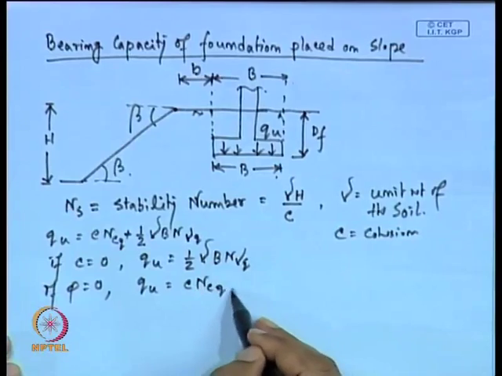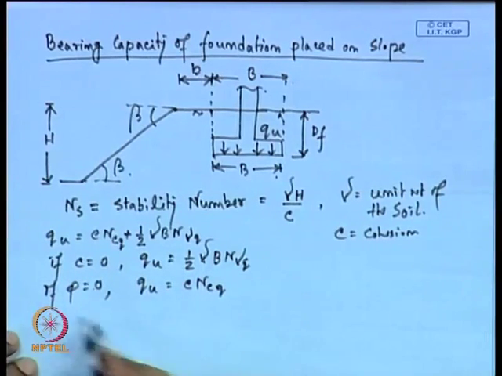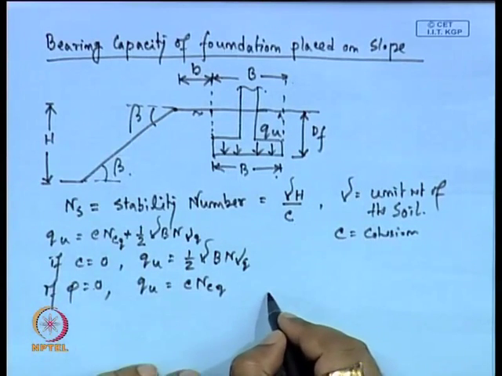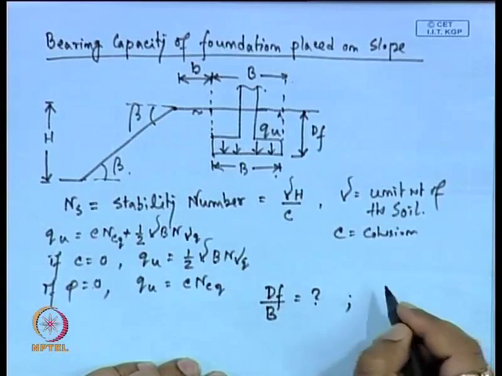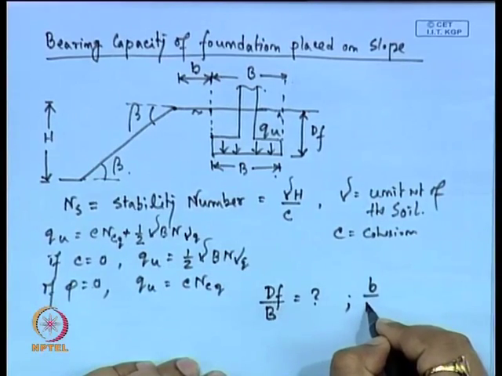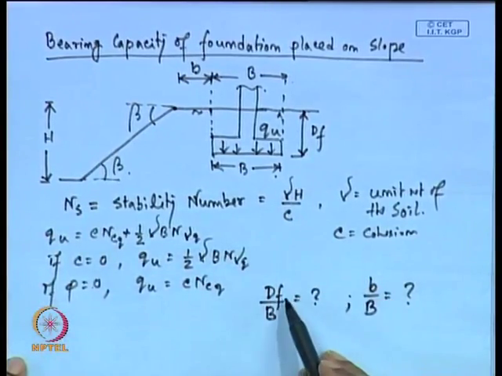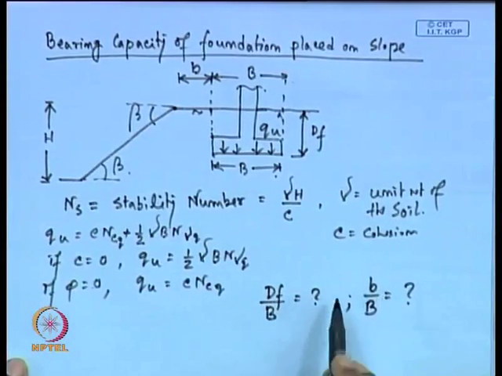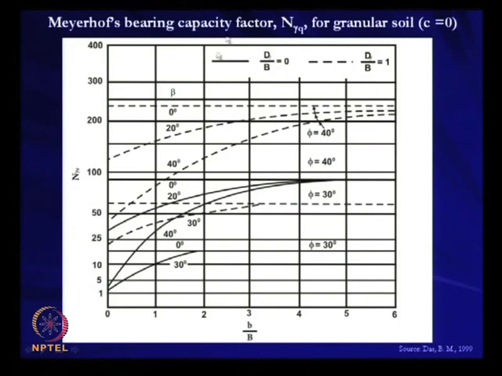These two unknowns, or two bearing capacity factors, we have to determine under two different conditions, that means C equal to 0 and phi equal to 0. Now for this calculation, I have to calculate different parameters: D_f divided by B is one ratio, and another one is small b divided by capital B. We have to calculate the stability number, then D_f by B, then small b by B, and we should know the value of phi also. If we know these parameters, then we can use this chart. These are the two different conditions, one for C equal to 0 for N gamma Q and another for phi equal to 0.